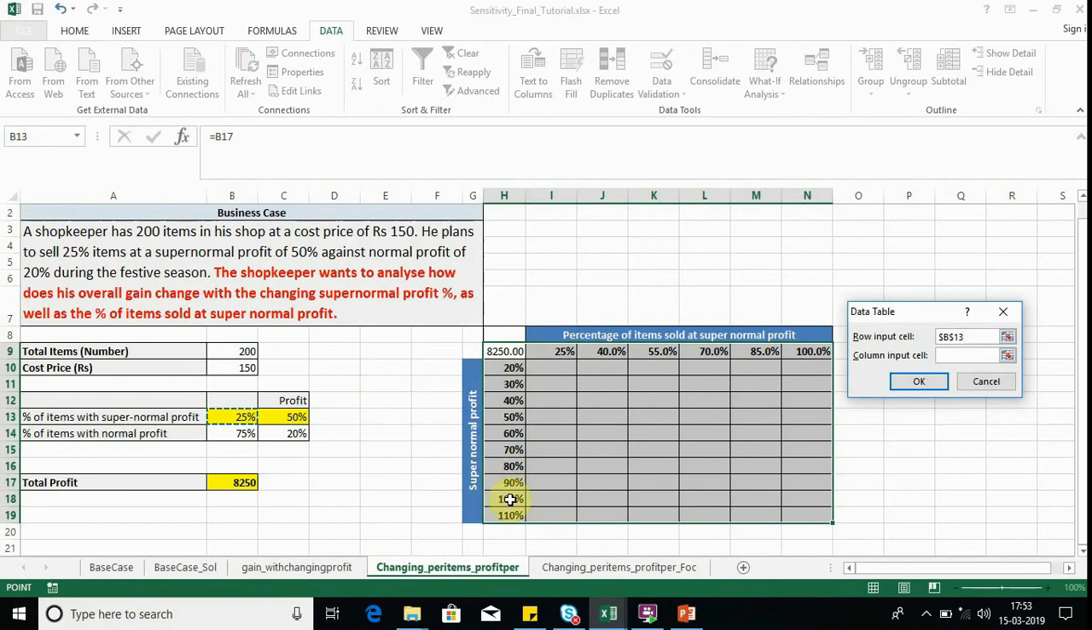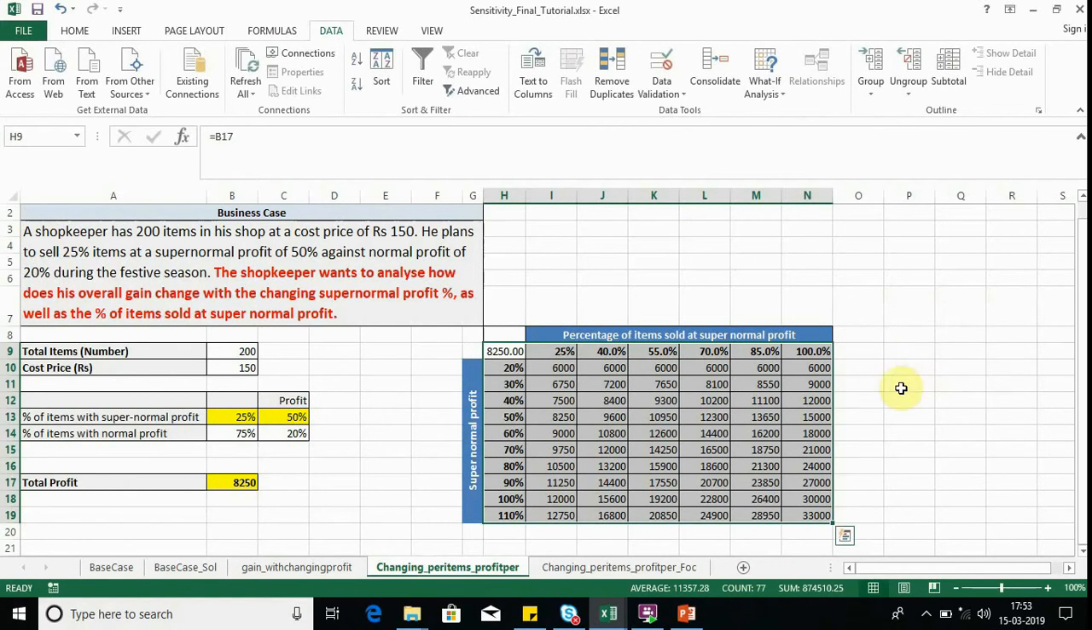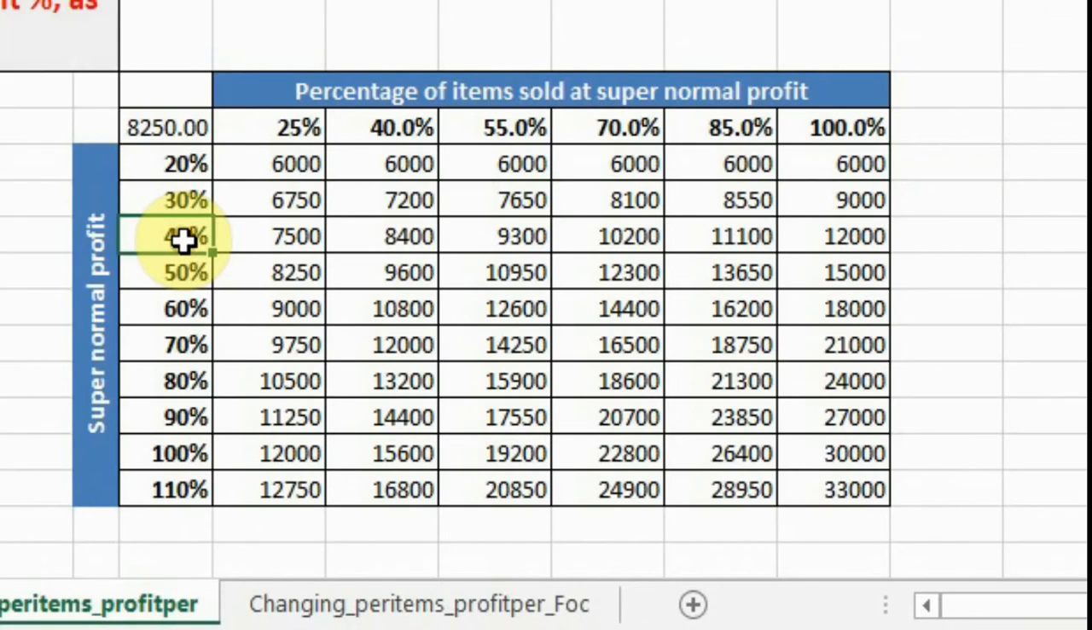In the column input cell, we want the value for which we are varying the values in this particular column, which is the profit percentage. So we'll select it here and click on OK, and here we have the values for each of these scenarios. So if my supernormal profit was 40% and I'm able to sell 25% of my items at 40% supernormal profit, the total impact on profit is 7,500. Okay.